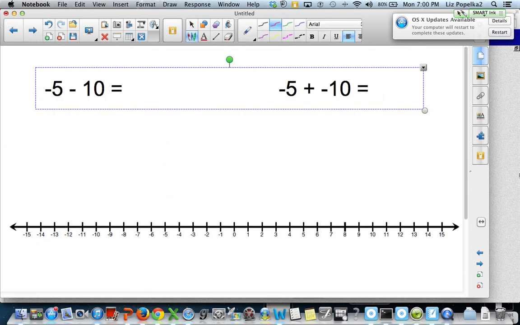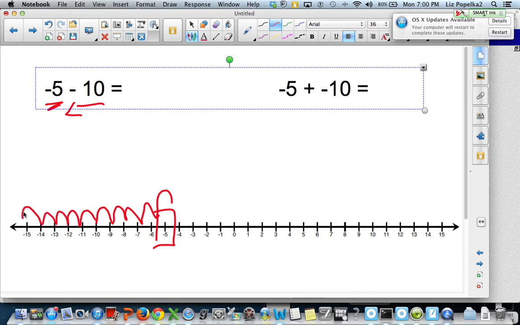Let's try one more. So I'm going to start here at negative 5, minus 10, which means again I'm going to go in the negative direction. So 1, 2, 3, 4, 5, 6, 7, 8, 9, and 10 places to the left. So that takes me to negative 15.